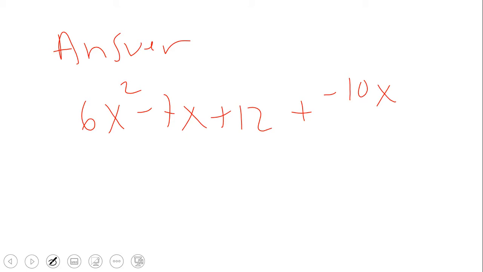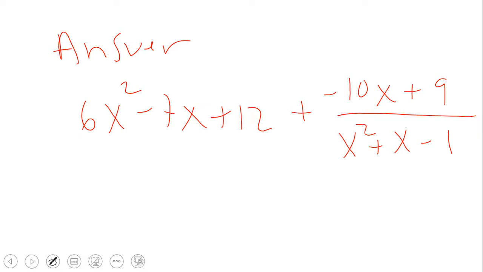So your answer would be the quotient 6x squared minus 7x plus 12 plus the remainder, which is -10x plus 9, over x squared plus x minus 1, which of course is the divisor. So this would be one perfectly acceptable answer.